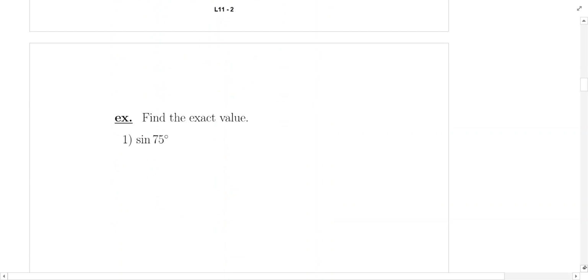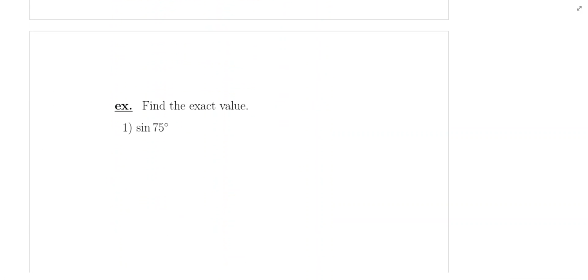All right, so for example, sine of 75 degrees. We know from the unit circle the value of sine of 30, 45, 60, 90, 135, but we don't know exactly how much is sine of 75 degrees. So if we were to do this without a calculator, how am I going to think about this? I'm going to think about how I can write 75 as a sum or a difference of two known angles. What do I mean by that?